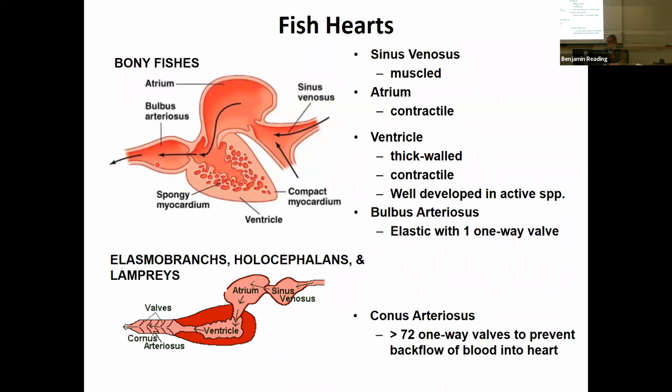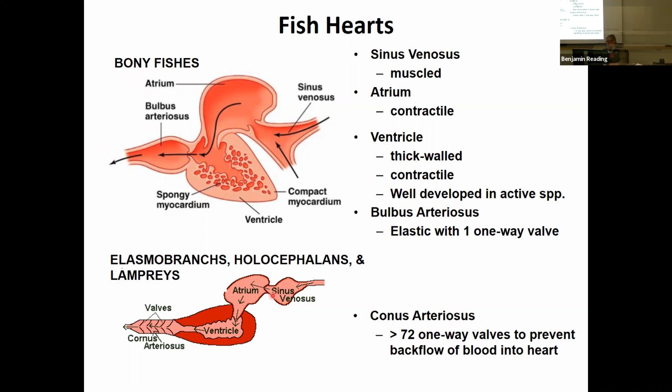And so the bulbus there is just this first arterial collection spot that, again, becomes pressurized. It sort of swells up. This valve closes and prevents blood from backing up into the heart. So the arterial system is pressurized. And this is the bony fish heart, the teleost fishes.